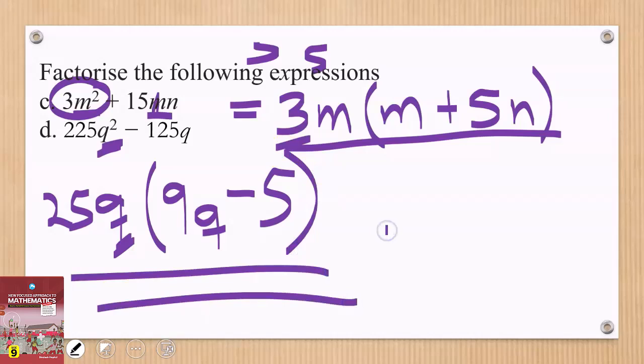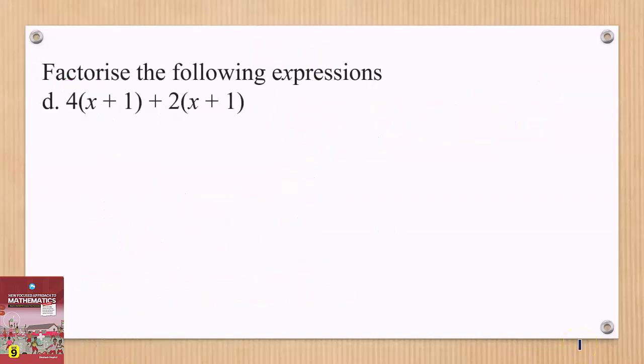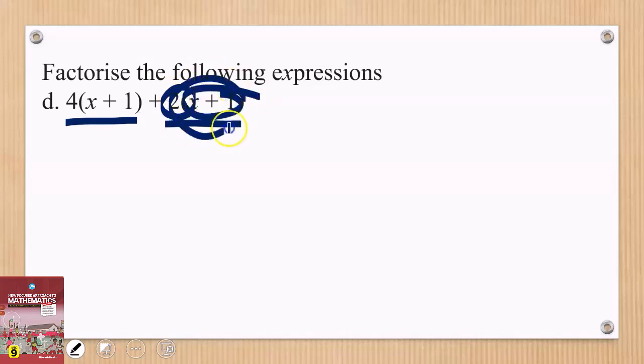Okay, let's do the last one. With the last question, we have 4 into bracket x plus 1 plus 2 into bracket x plus 1. If you don't take care, you might think this is not a binomial, but it is, because this is a term and this is also a term. And because of the multiplication between the two and then the whole of this, it makes it one term. The same thing applies to this one being one term. So here we have two terms, which is a binomial.